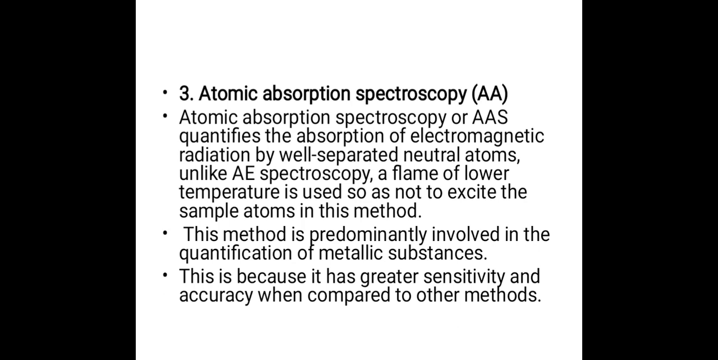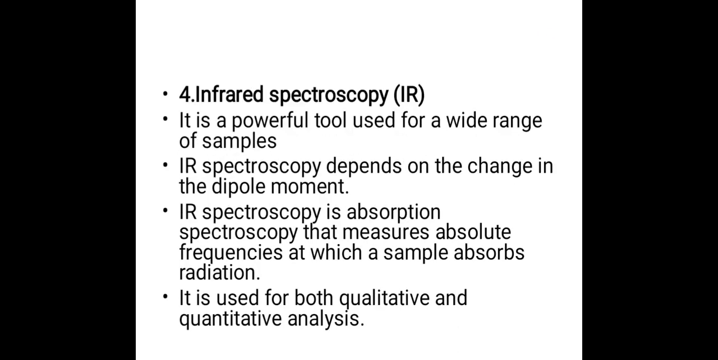Atomic absorption spectroscopy. Atomic absorption spectroscopy, or AAS, quantifies the absorption of electromagnetic radiation by well prepared neutral atoms. Unlike AE spectroscopy, a flame of lower temperature is used so as not to excite the sample atoms in this method. This method is predominantly involved in the quantification of metallic substances. This is because it has greater sensitivity and accuracy when compared to other methods.